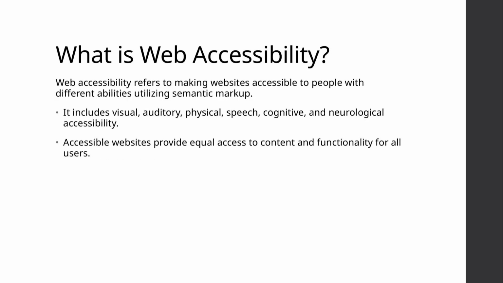You may be familiar with the term accessibility in terms of architecture. All public buildings must provide accessible entryways and elevators to access higher floors. The web is no different. All users should be able to research and access content with ease. Web accessibility ensures websites are usable by individuals with diverse abilities, employing semantic markup. It encompasses visual, auditory, physical, speech, cognitive, and neurological accessibility. Accessible sites guarantee equal access to content and functionality.